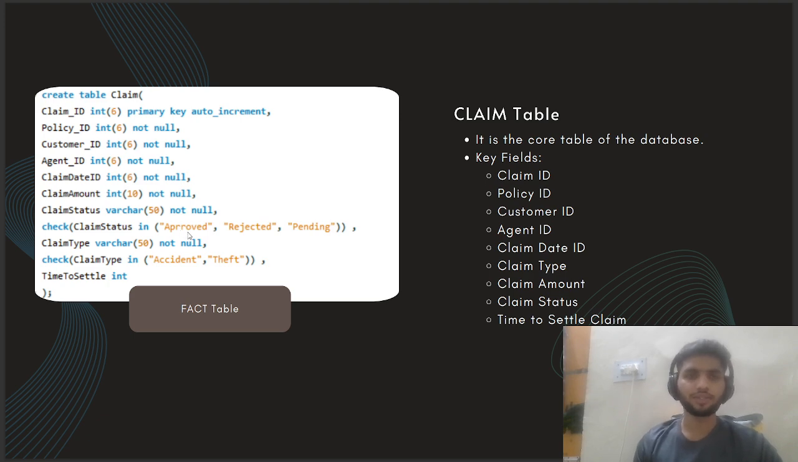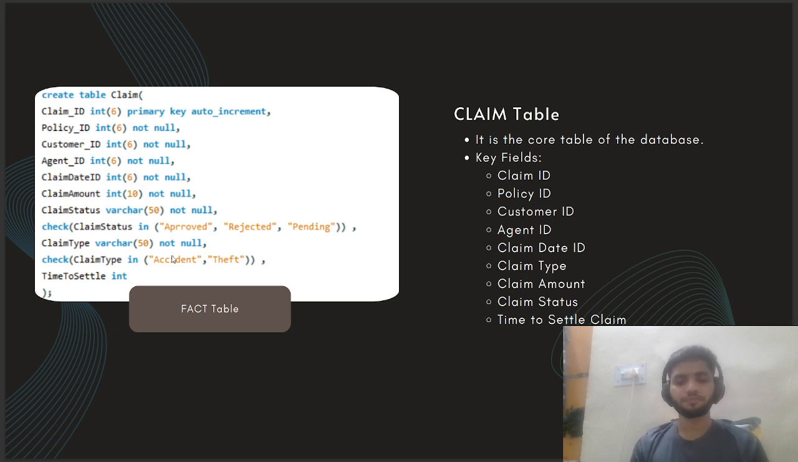If there is a claim status, approved, rejected or pending, these three are the most suitable test cases for claim testers. Firstly, the employee will approve, or he can reject, or he can show it as pending. And the claim type should not be null, right? So if you want to claim, you should say accident or theft.